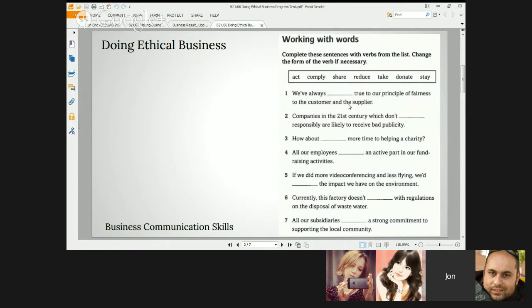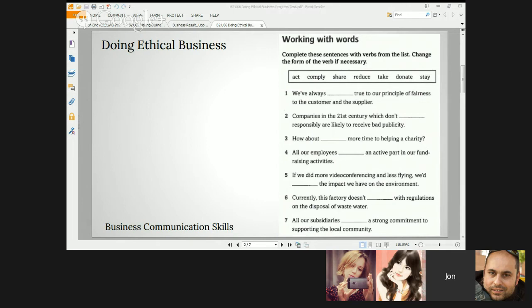This is all what we call idiomatic language. This is all stuff you would hear. These are fixed expressions in the language. So these are things that you would pick up through hearing, conversations, things that you would say when you're speaking, maybe even more than writing. Not necessarily, but they're fixed expressions. So it means that you need more exposure, especially to spoken English. And that's what it means. Because, for example, we always blank true to our principle of fairness.